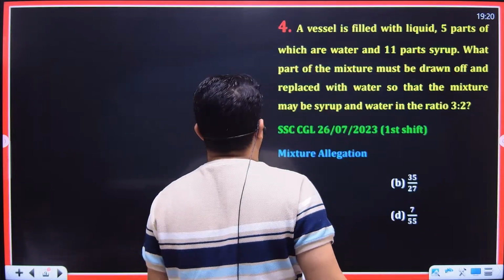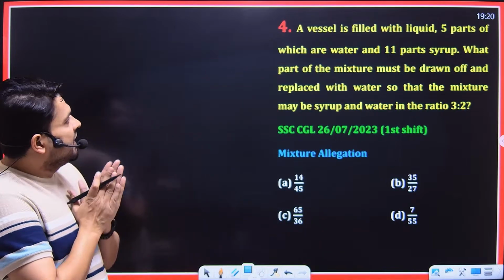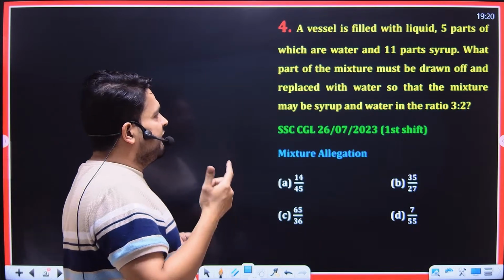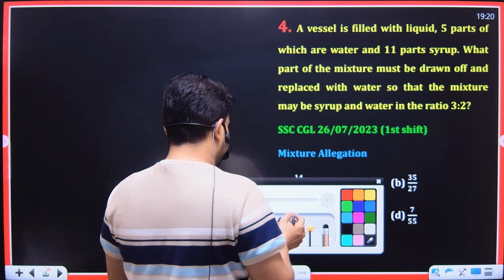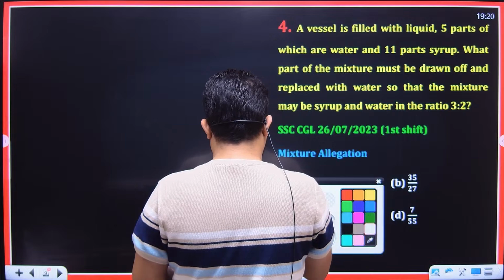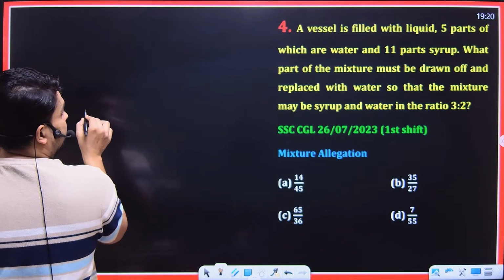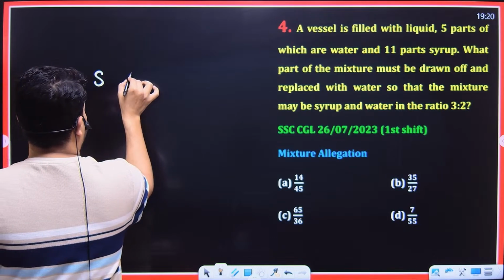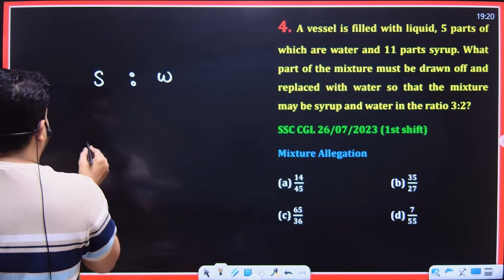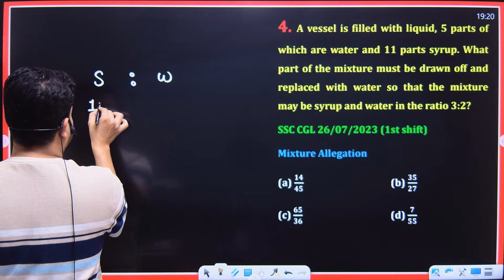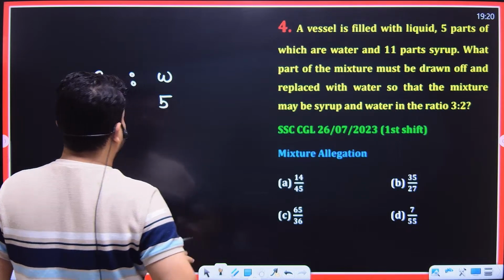Next, question number 4. We have a question of alligation and mixture. A vessel is filled with liquid, 5 parts of which are water and 11 parts are syrup. So we have a mixture in which we have syrup, S for syrup, and water. If we have 11 parts syrup, then we have 5 parts of water. This one is my solution.